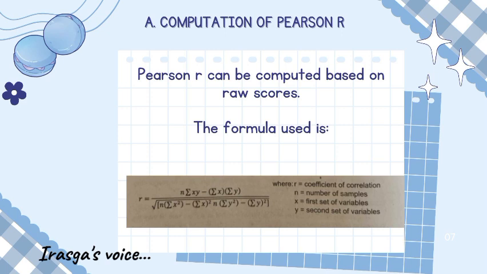A. Computation of Pearson R. Pearson R can be computed based on raw scores. The formula used is r equals n summation of xy minus summation of x times summation of y over the square root of n summation of x squared minus summation of x raised to the power of 2 times n times the summation of y squared minus the summation of y raised to the power of 2, where r is the coefficient of correlation, n is the number of samples, x is the first set of variables, and y is the second set of variables.